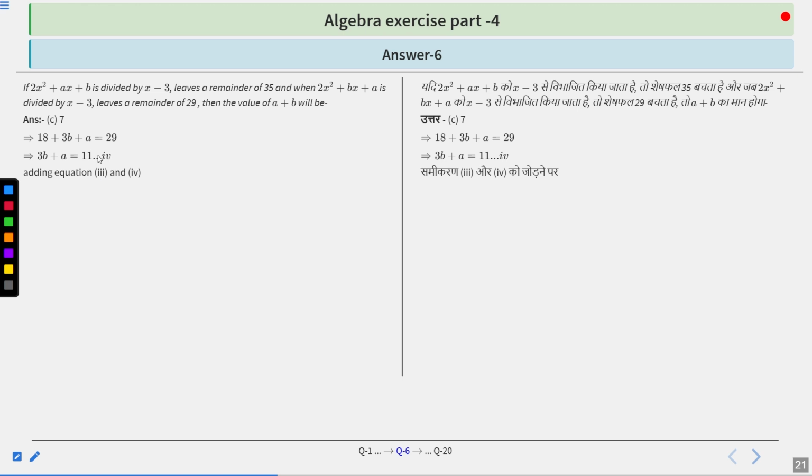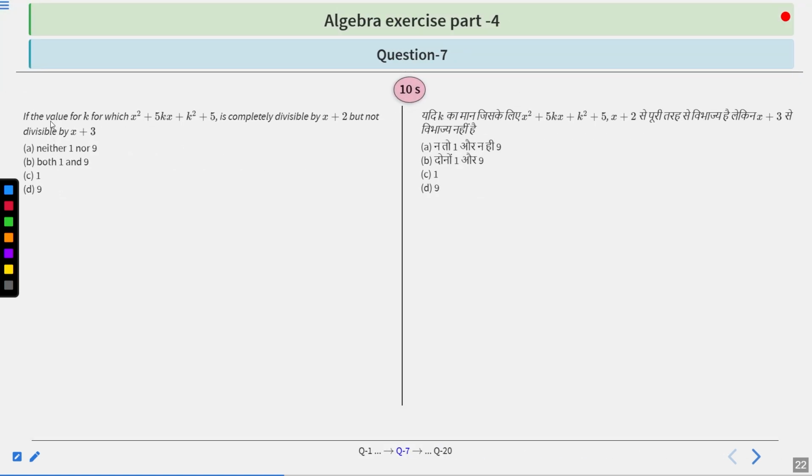So adding equation 3 and equation 4, 4a plus 4b equal to 28 is what we got. Therefore, if 4a plus 4b equal to 28, then a plus b is equal to 28 upon 4, that is 7. We have to find the value of a plus b. Therefore, a plus b is 7. Option number C is the correct answer.